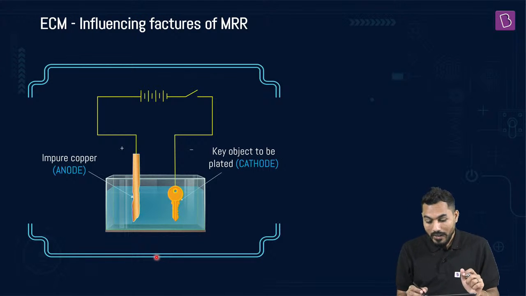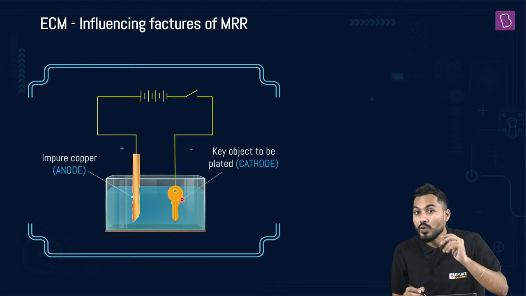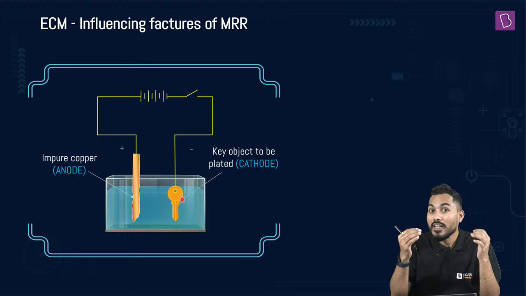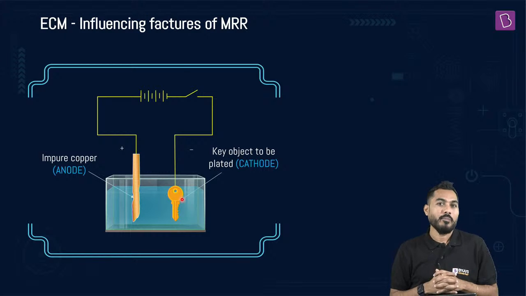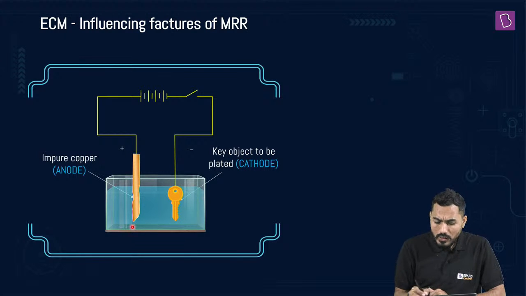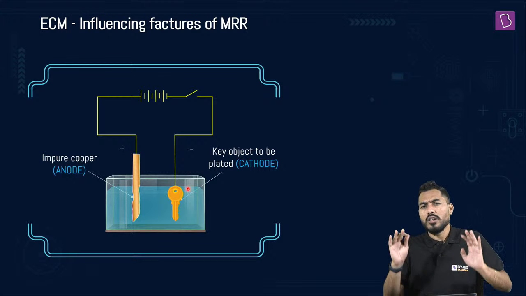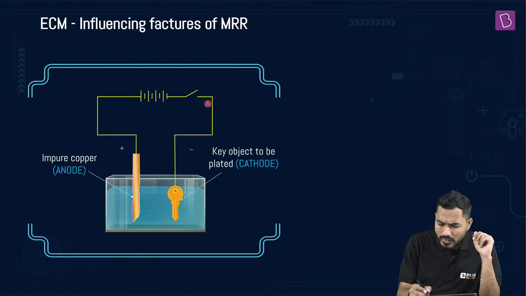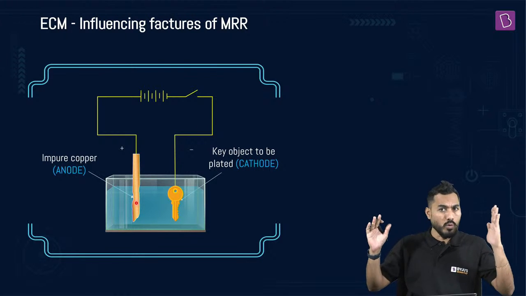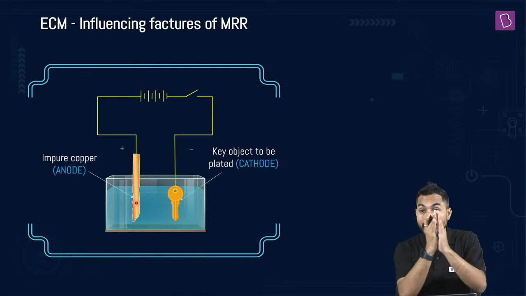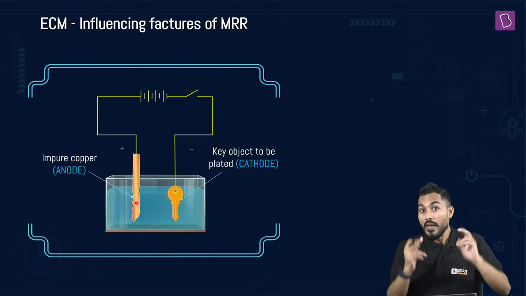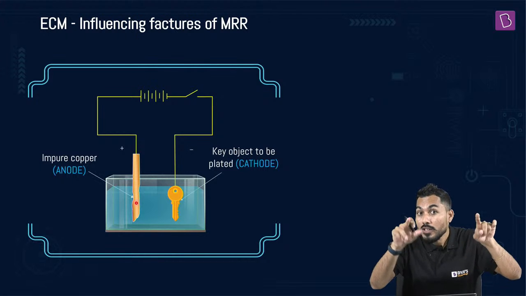And there might be chances that I select this electrolyte, but the conductivity of that conducting electrolytic solution is less. If the conductivity is less, then what will happen? Let's take a first example: if the conductivity of this conducting electrolytic solution is very, very less, then what will happen? Whenever the current has to pass through the gap between the tool and the workpiece, because there is a tool, there is a workpiece, and between them there is a gap, and that gap is filled with the conducting electrolytic solution.